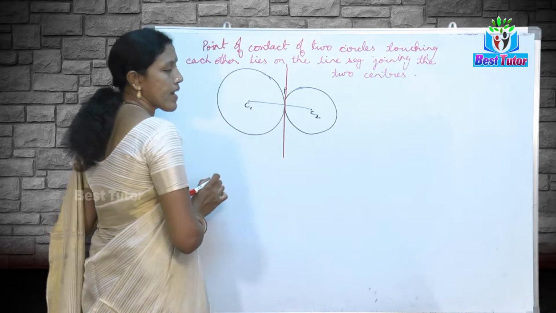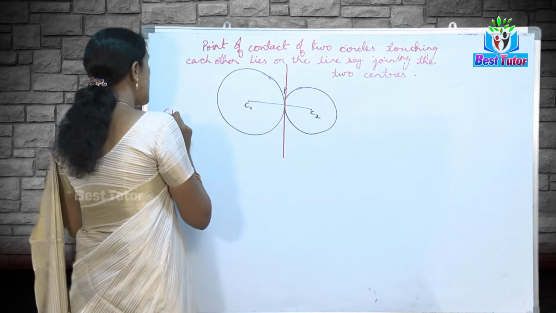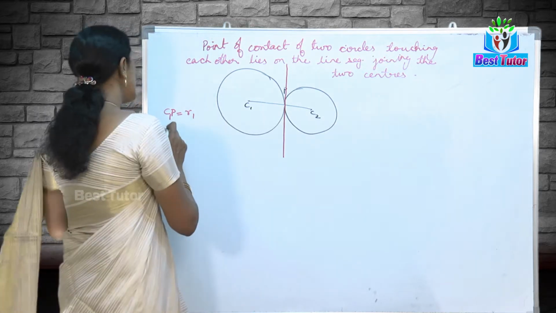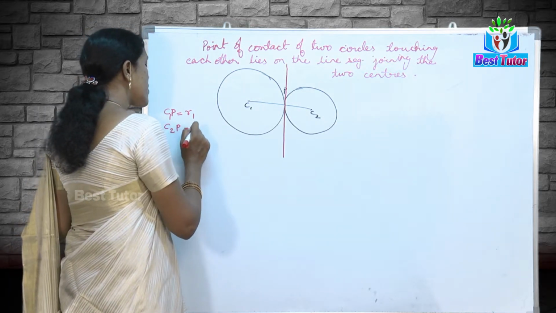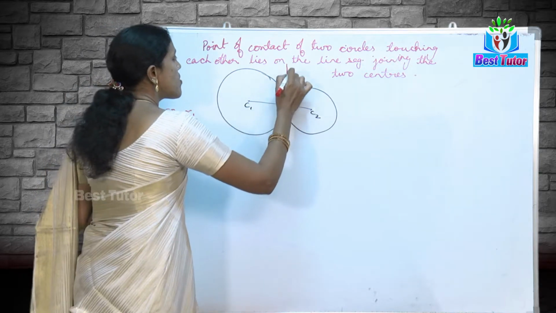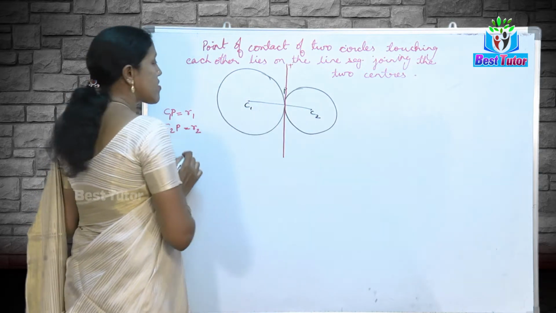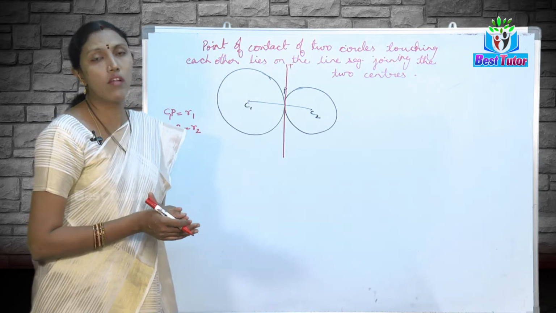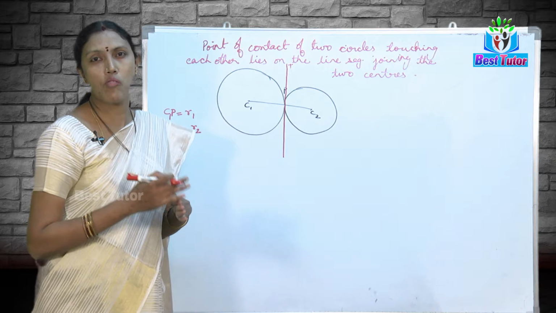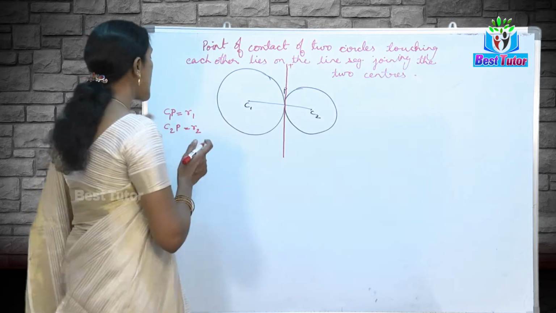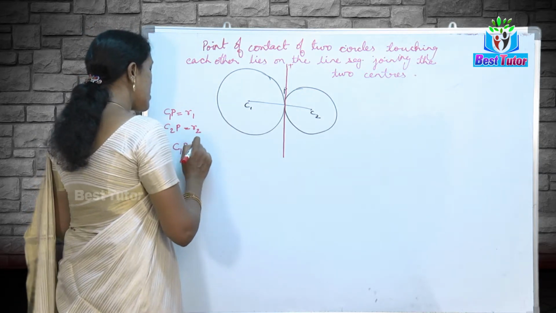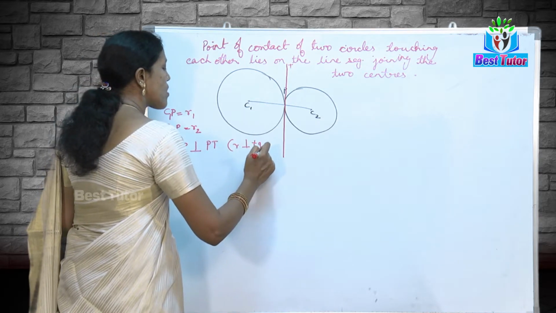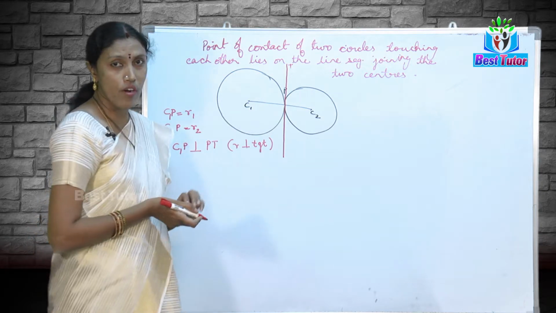C1, the point of contact is P. C1P is the radius of the first circle, right? And C2P is the radius of the second circle. Now PT is the tangent which is common to both the circles. Just now we have seen a theorem that the radius is always perpendicular to the tangent at the point of contact. So C1P is perpendicular to PT. Reason? Radius is perpendicular to the tangent through the point of contact.